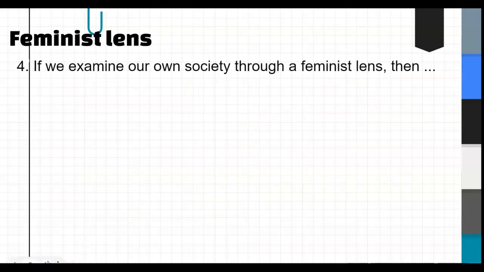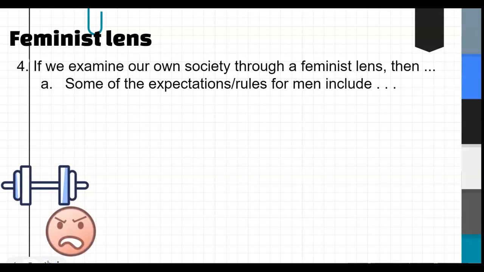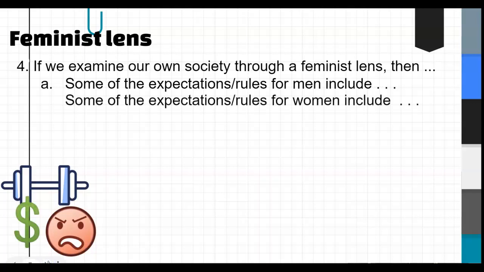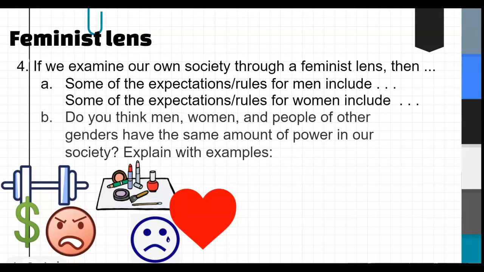All right, if we examine our own society through a feminist lens, then some of the expectations or rules for men include, what do you think? Do some brainstorming here. What are the rules about strength for men? Emotions for men? What are the unspoken rules about providing and having money? How about the expectations or rules for women when it comes to beauty or feelings or love? How are they different? Spend some time writing now in your packet. All right, let's move on to the next one.